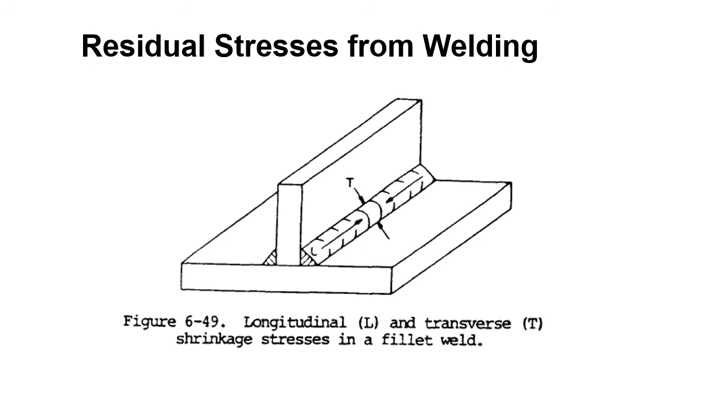Residual stresses from welding, again, longitudinal and transverse shrinkage stresses in a fillet weld. So longitudinal and transverse shrinkage stresses aren't just a phenomenon associated with groove welds. You can have them in fillet welds. And as fillet welds are probably the most common type of weld, it's something you really need to worry about, because it can pull things off, cause warpage, and introduce stresses into a part that you might not want in there.